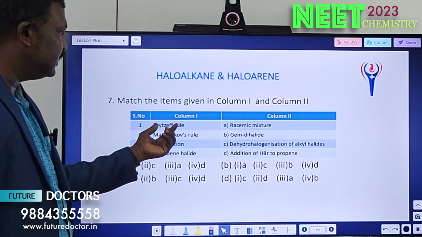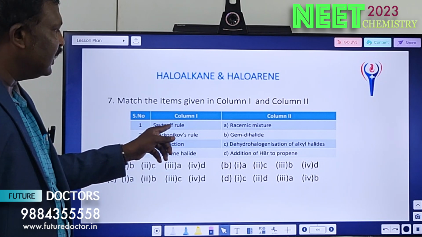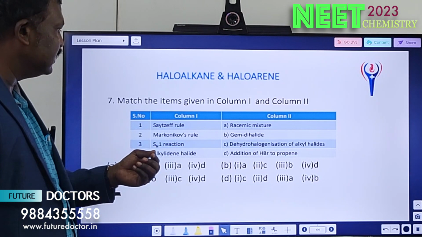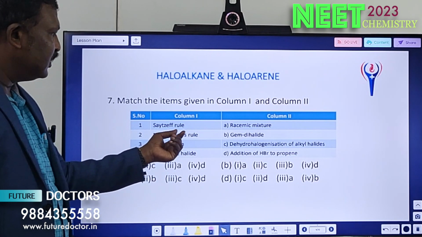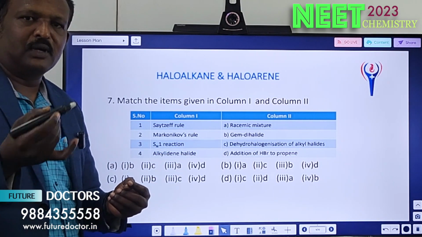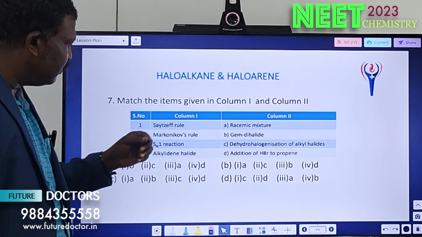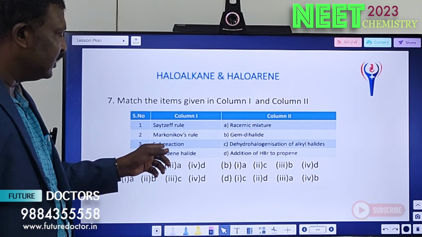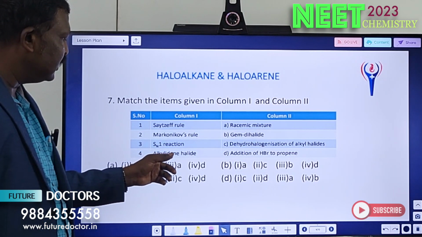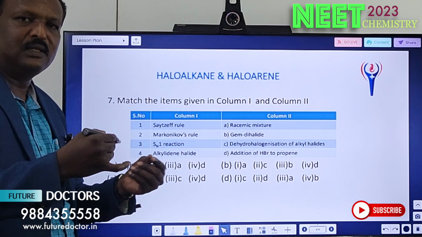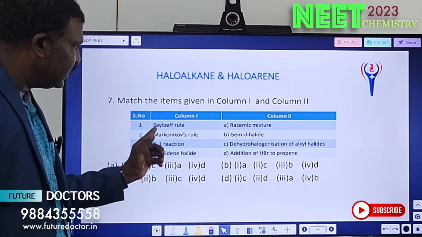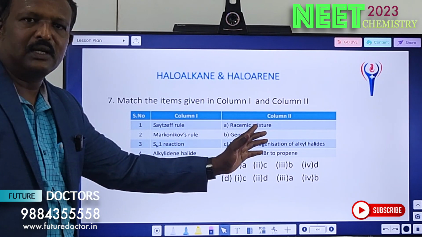Saytzeff rule means dehydrohalogenation reactions. This and all you must know, then you will be able to answer. Markovnikov rule means whenever an alkene is added to HBr, the negative part goes to the carbon atom which carries less number of hydrogens. That's called the Markovnikov rule. SN1 means tertiary is more favored. Alkylidene means the 2 halogens are attached to the same carbon. This and all you must know, then you can match them and get the correct answer.